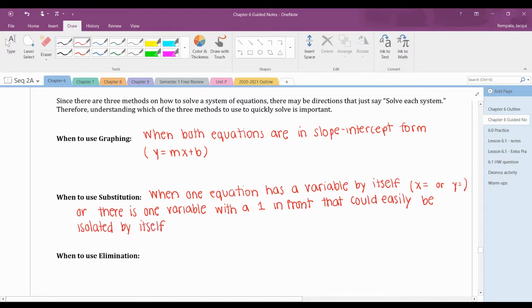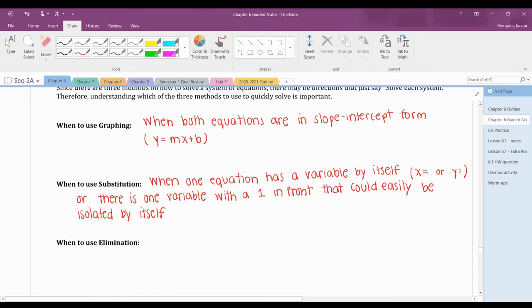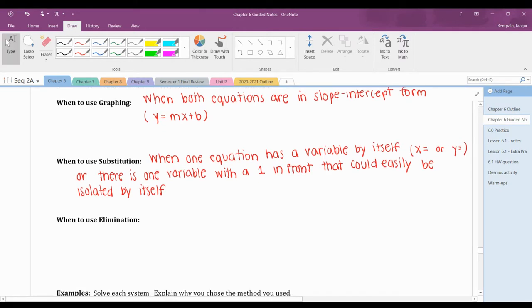Because remember, in order to do substitution, we want to have a variable by itself. So automatically, if I see one equation and it's x equals, or I see one equation and it's y equals, substitution should be the route you go. But if you don't see a variable by itself, but you notice that there's a 1 in front, it's very easy to get a variable by itself. You just have to move the other term over to the other side. So that's when I would use substitution.